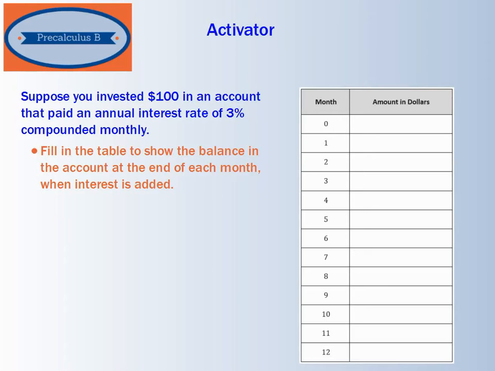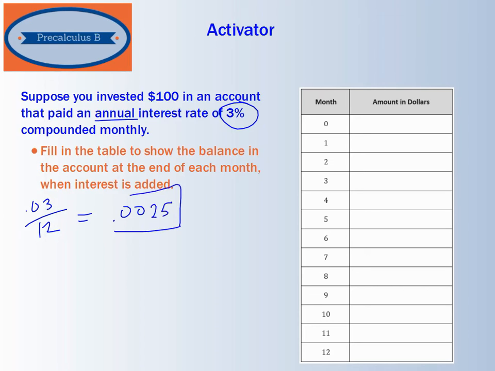Well, the first thing we have to do is take into account that this 3% is happening over the course of a year. It's annual. And there are 12 months in a year. So we would take that 3%, 0.03, and divide it by 12. That gives us 0.0025, which essentially says that we have a 0.25% increase per month. So that's what they get per month.